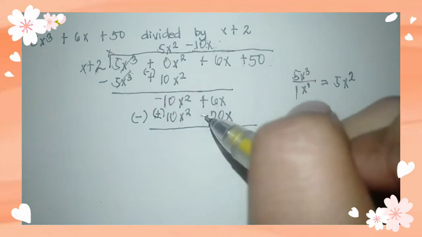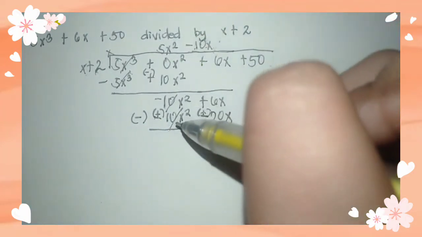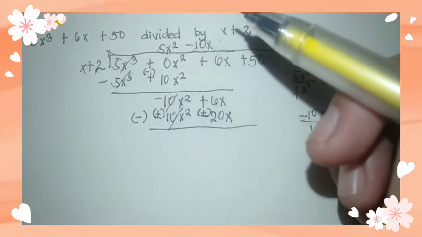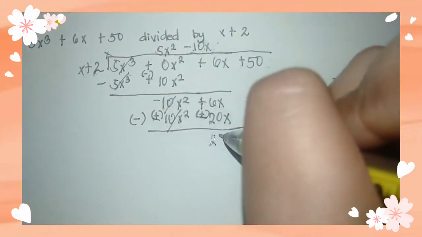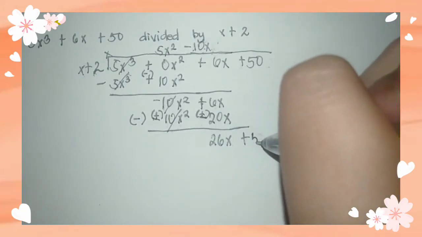And since ito naman is negative, magiging positive siya. Then cancel it out. Remember, pwede lang tayong mag-cancel kapag magkaiba na sila ng sign. Okay? So we have positive 6 plus 20. We have 26x. And then bring down positive 50.